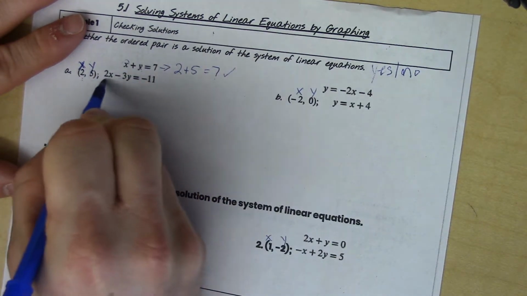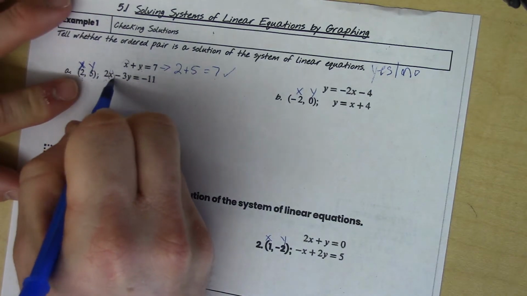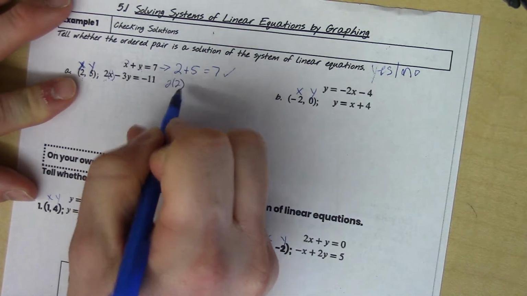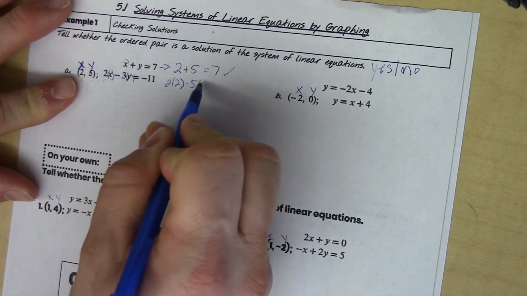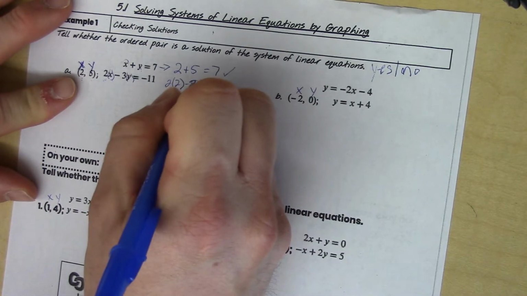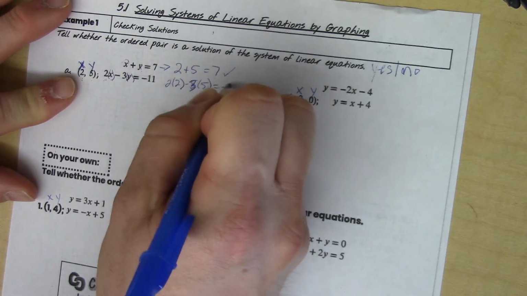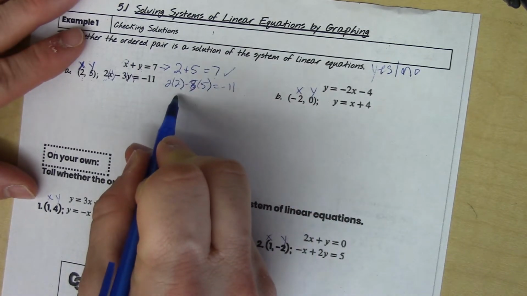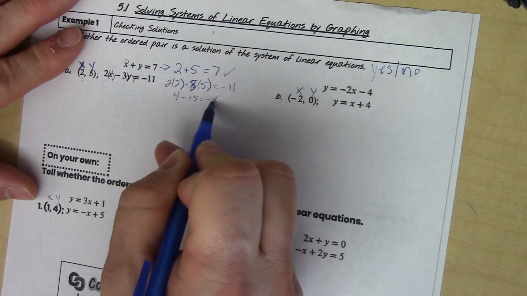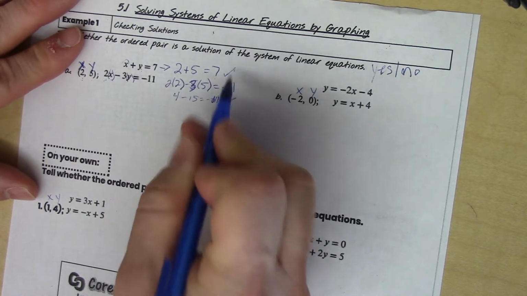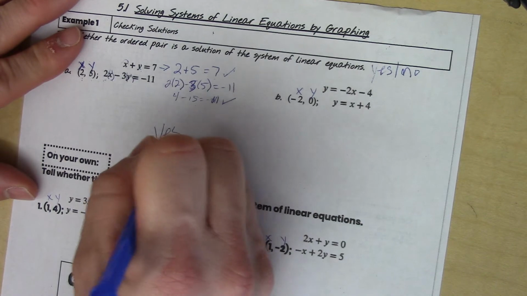Remember, a number next to a letter means multiply, so I'm going to plug 2 in right here as 2 times 2. I'm going to plug 5 in right here as minus 3 times 5 equals negative 11. And I probably got to use a calculator to figure out that 4 minus 15, sure enough, is negative 11. And so that checks, and because I have 2 checked, the answer is yes.